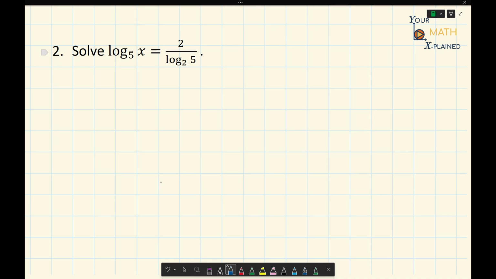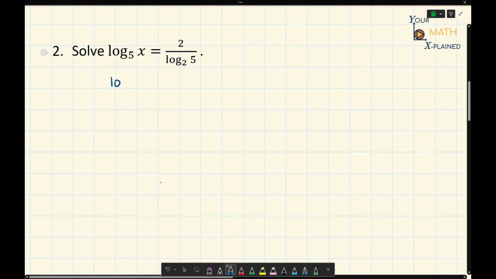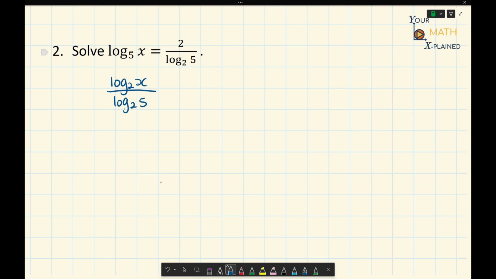So now the left-hand side is going to be log base 2 of x over log base 2 of 5. And then our right-hand side stays as 2 over log base 2 of 5. So now notice that if we multiply both sides by log base 2 of 5, the denominator is going to go away. So we end up with log base 2 of x is equal to 2.